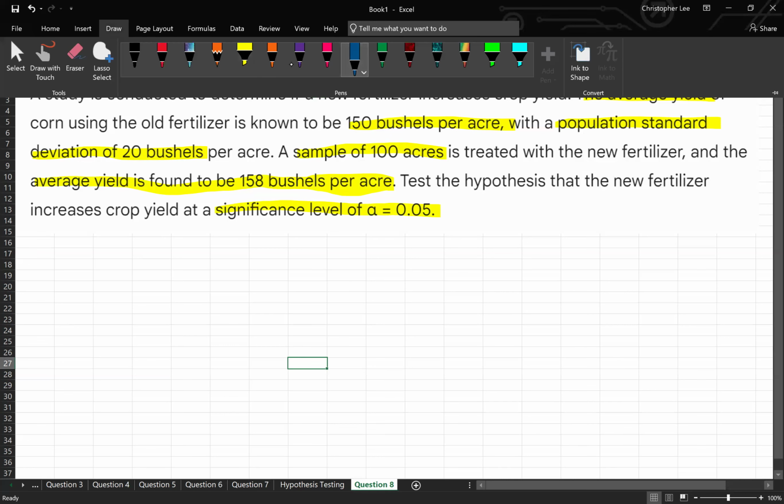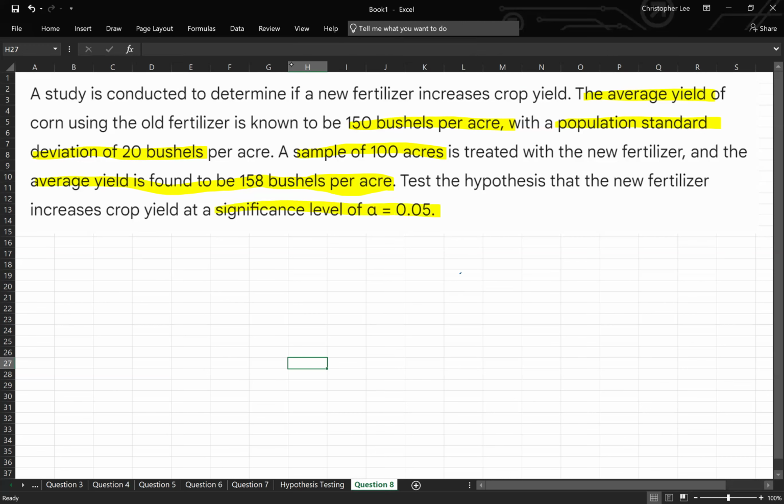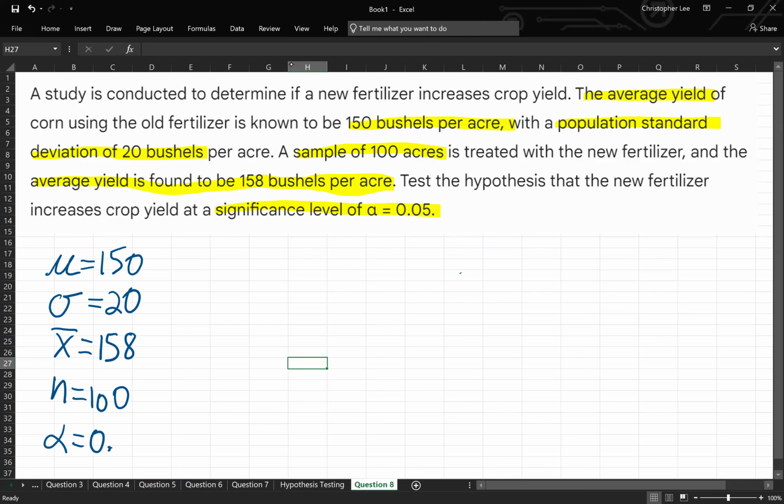So first things first, let's just write down what we have, right? What do I have? 150, so mu is equal to 150. Very good. Sigma is equal to 20. Good. What else? 158. Okay, sample mean is 158. And the sample size is 100. Very good. n is equal to 100. Perfect. And what else is there? Alpha is equal to 0.05. That's perfect. That's the first thing you should do, right?